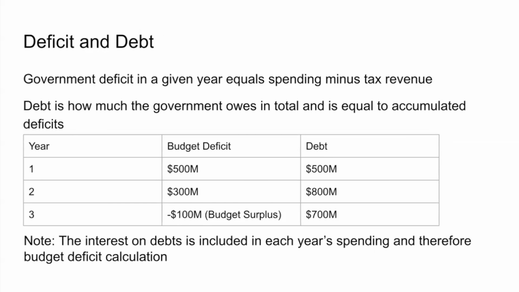Now here's the difference between deficit and debt. Government deficit in a given year equals spending minus tax revenue, and debt is how much the government owes in total, and it's equal to accumulated deficits. So for example, if in the first year the government runs a deficit of $500 million, and in the second year a deficit of $300 million, then by the second year their total debt is $800 million. And if in the third year the government has a surplus of $100 million because they make more in tax revenue than they spend, then their debt is down to $700 million. And note that the interest on debts for previous years is included in each year's spending, and therefore the budget deficit calculation of each year.